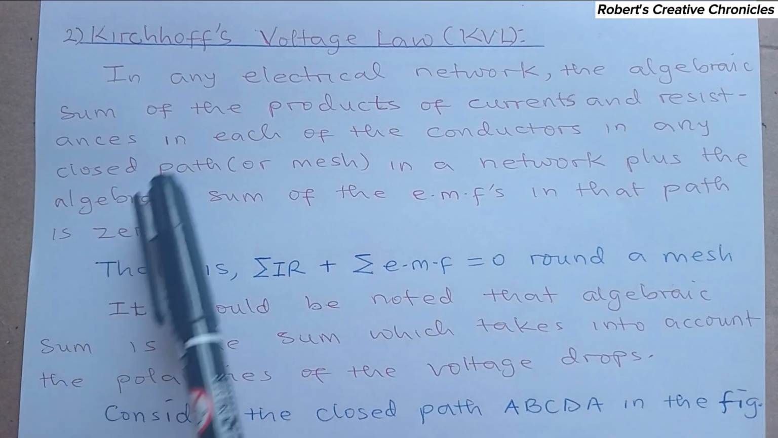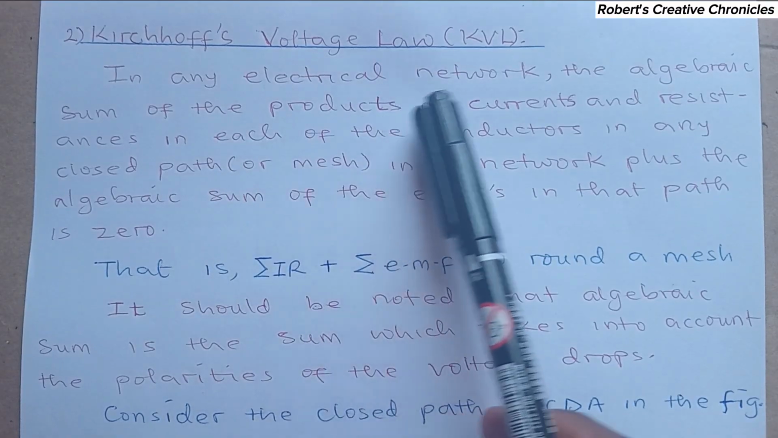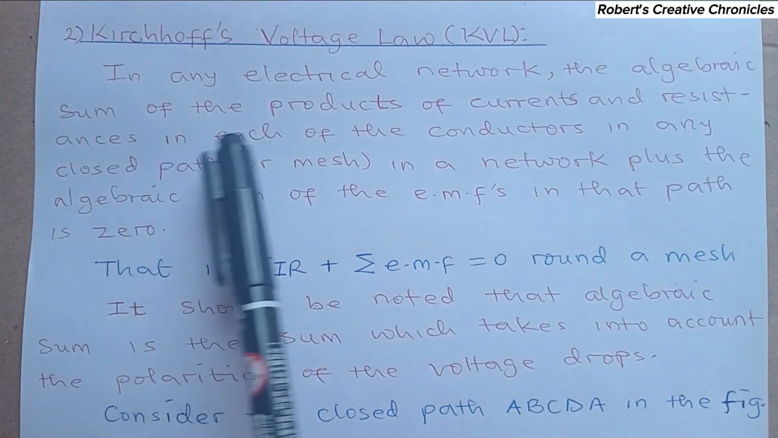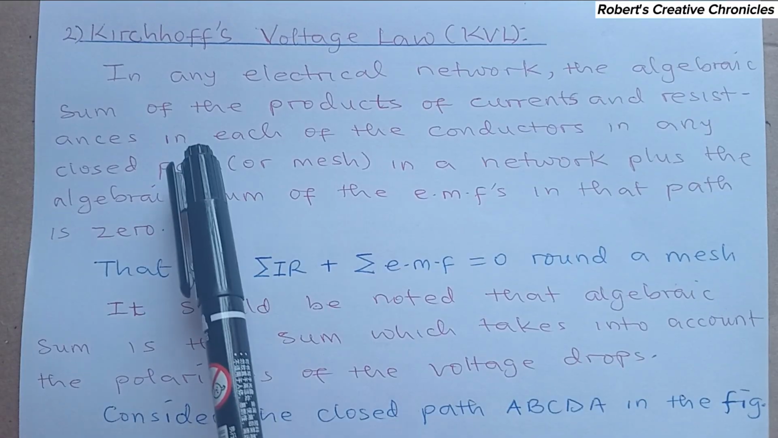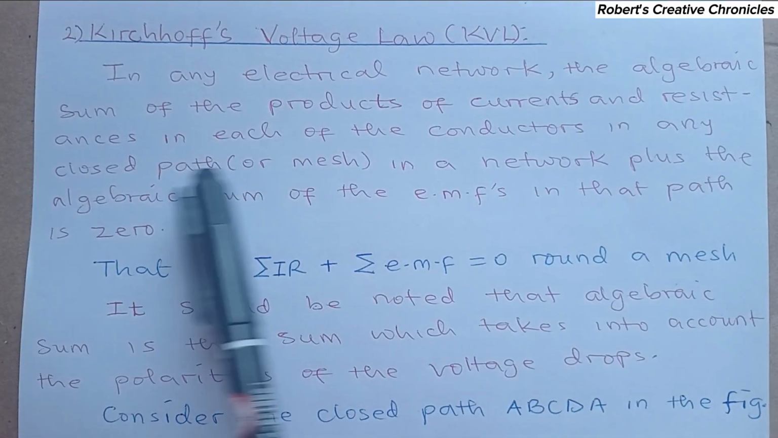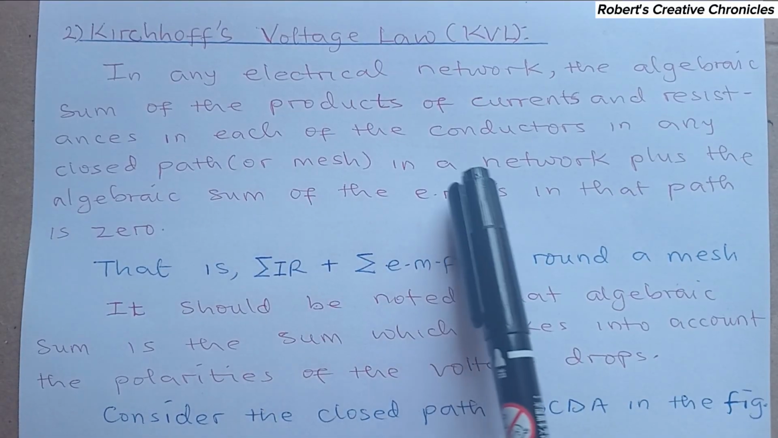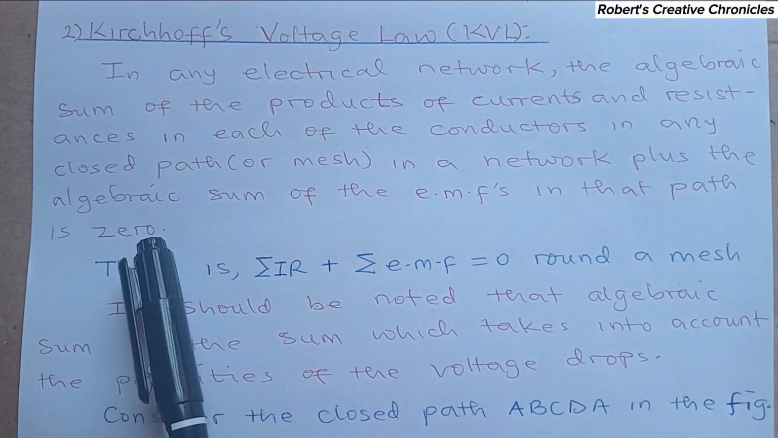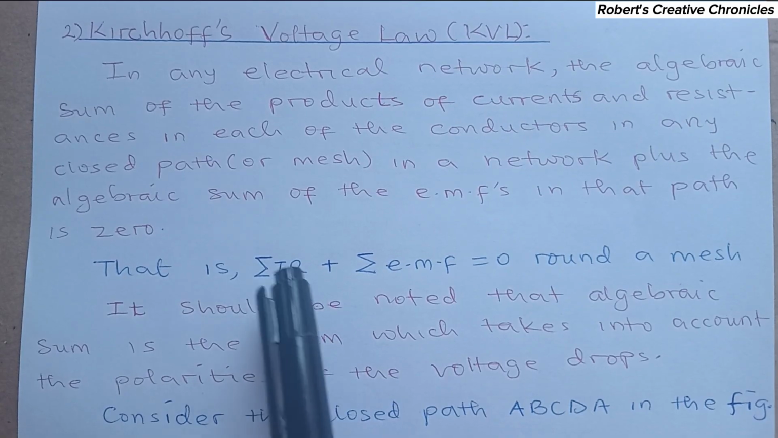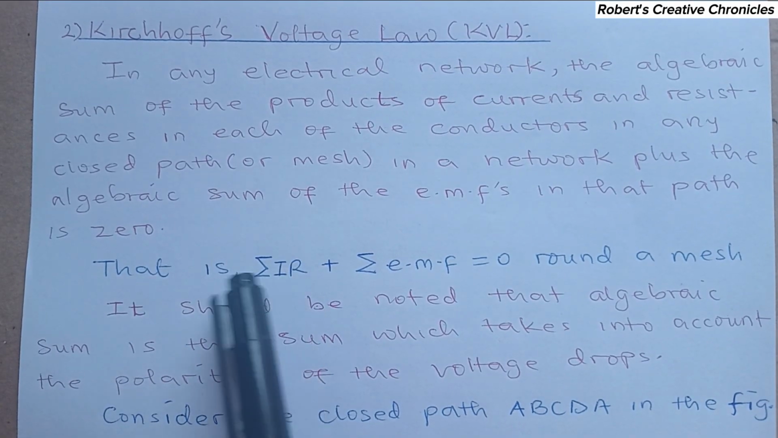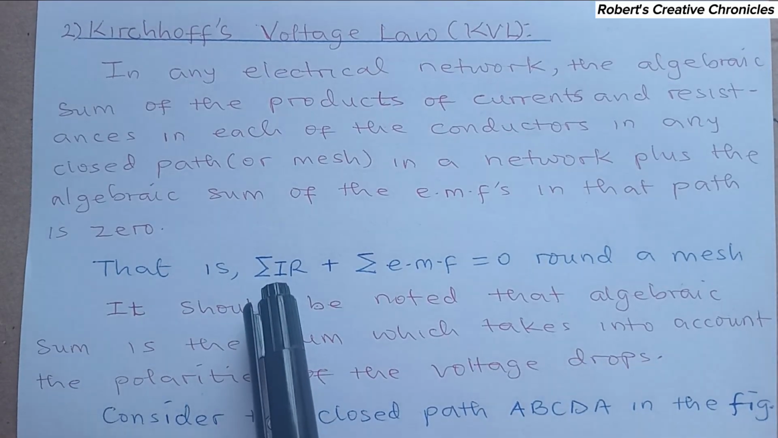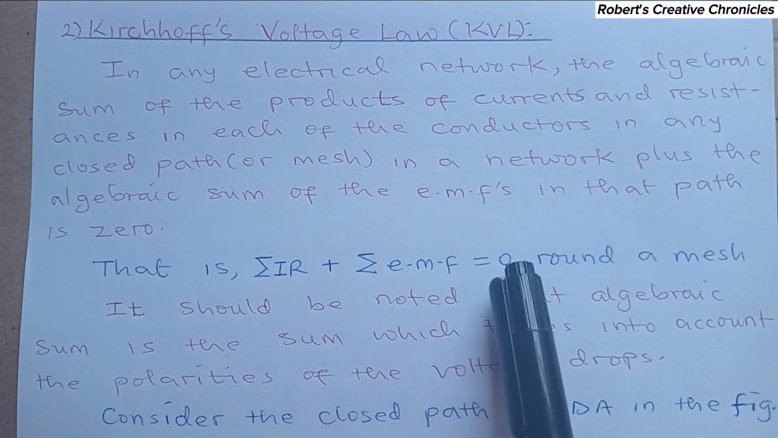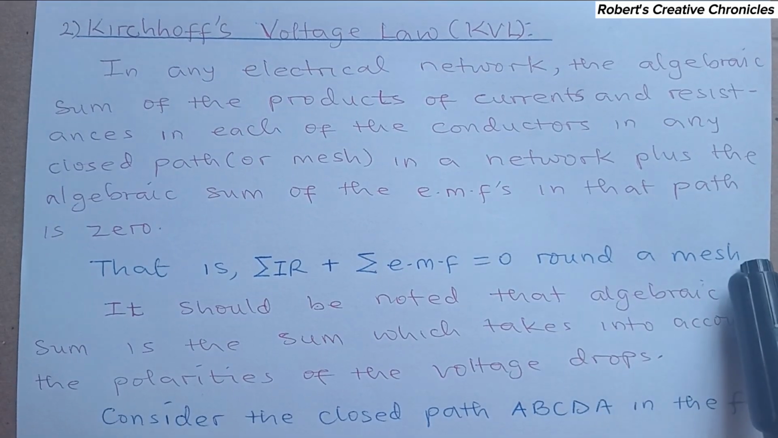So now the second, Kirchhoff's voltage law, KVL, states that in any electrical network, the algebraic sum of the products of currents and resistances in each of the conductors in any closed path or mesh in a network plus the algebraic sum of the EMFs in that path is 0. That is, the algebraic sum of the products of currents and resistances plus the algebraic sum of the EMFs is 0 around the mesh.